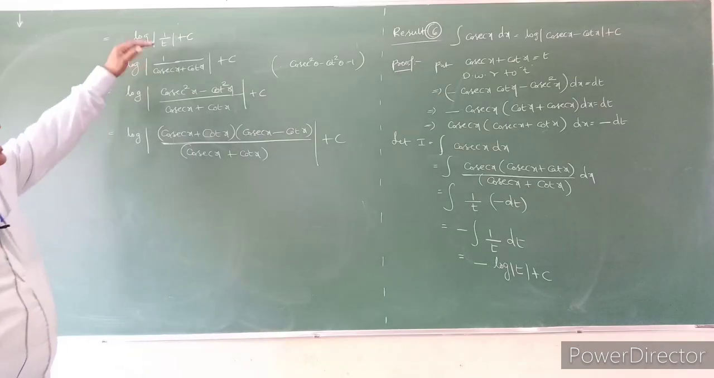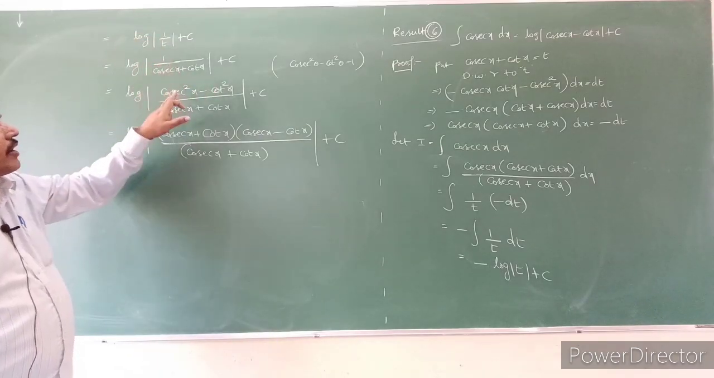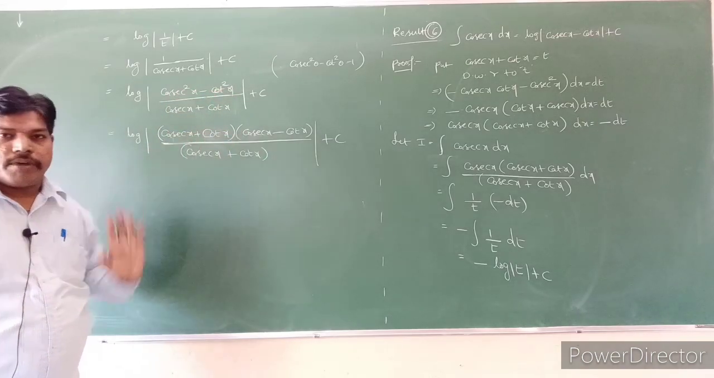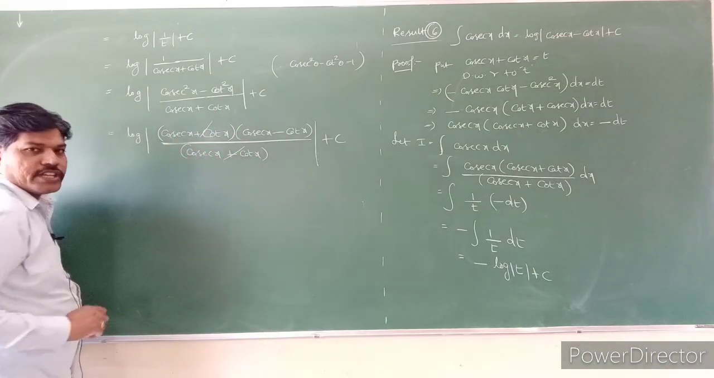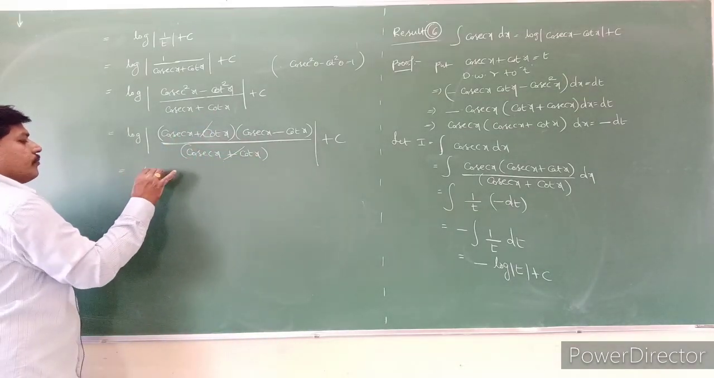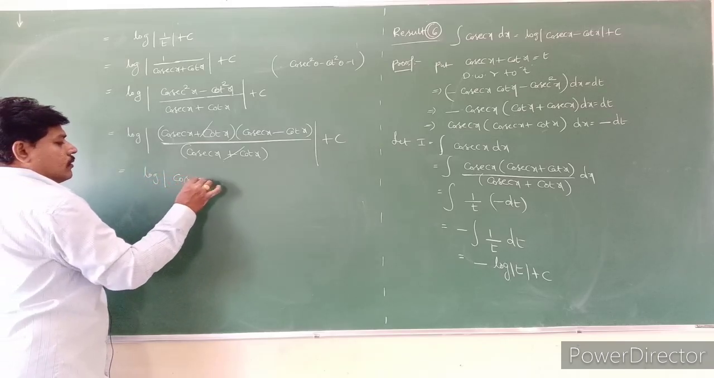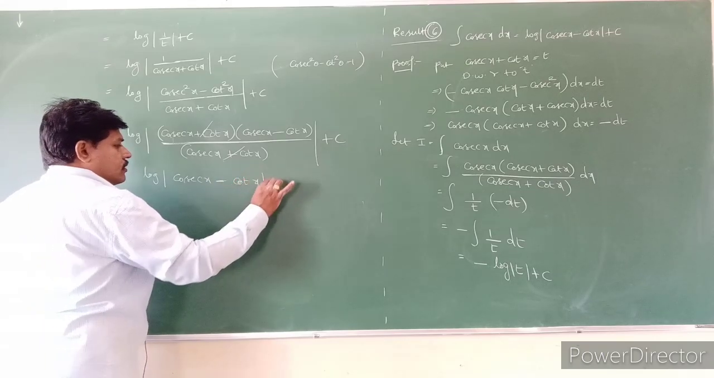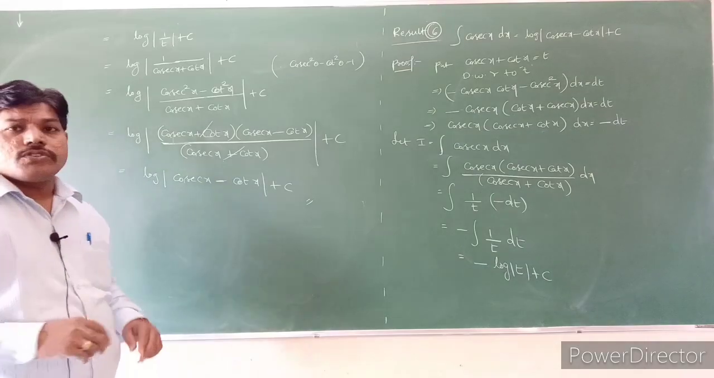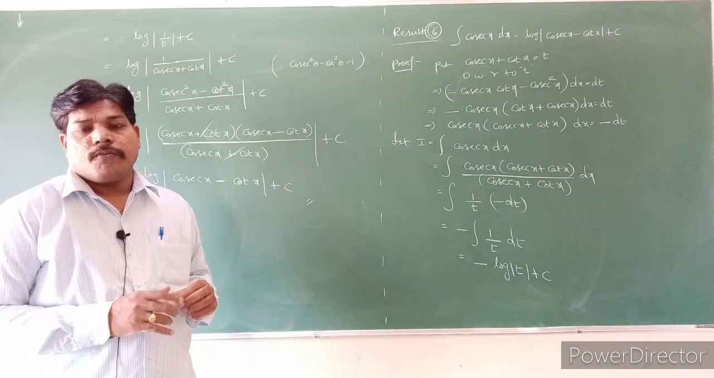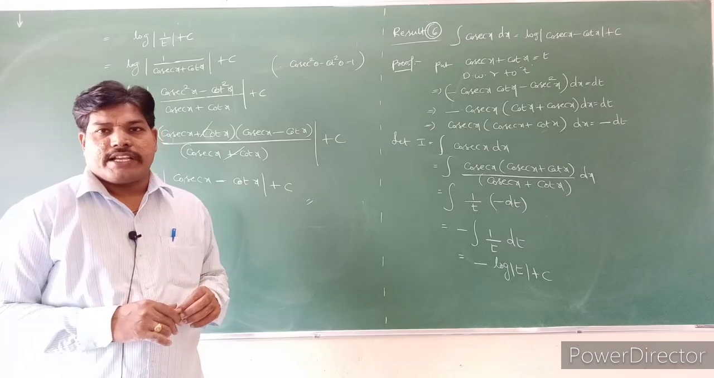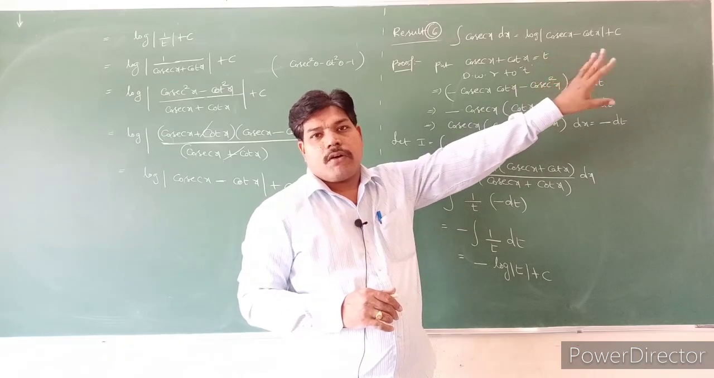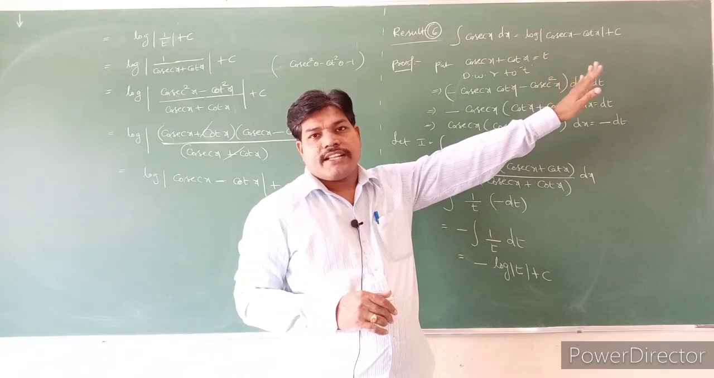So see, students, once again, what adjustment did I make here? 1 I have written as cosecant square x minus cot square x, a square minus b square, a plus b into a minus b. I will cancel these two terms, students. So log of mod cosecant x minus cot x plus c. That is a very important formula. What is the integral of cosecant x into dx? It is equal to log of mod cosecant x minus cot x plus c.